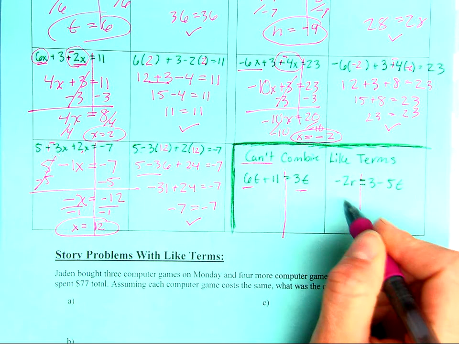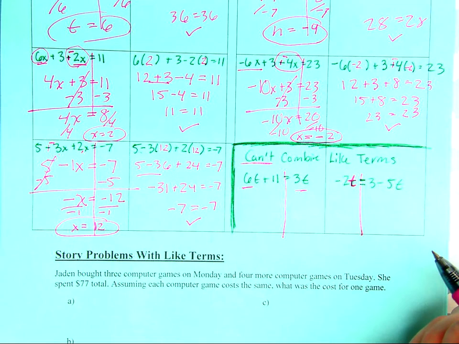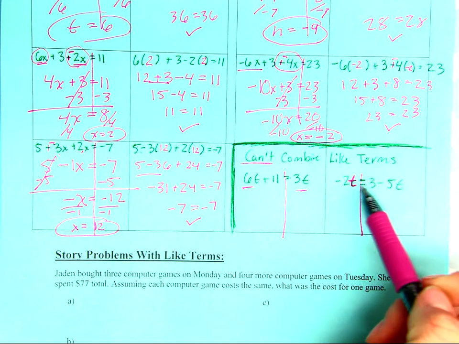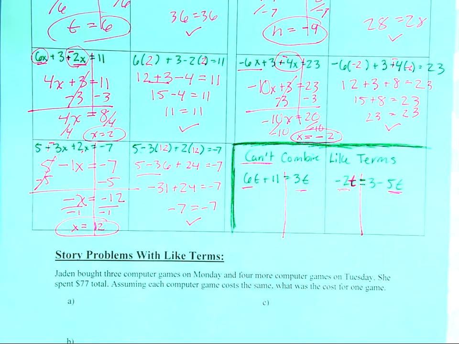So same thing here. Oops, and I have two different variables also. But if I change that to a t, right, so 1, my variables were different, so they weren't like terms. 2, now these are on opposite sides, so we cannot combine them.